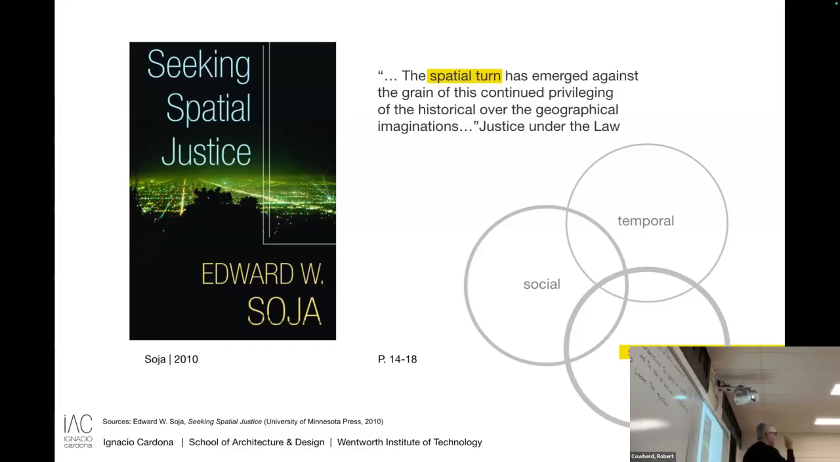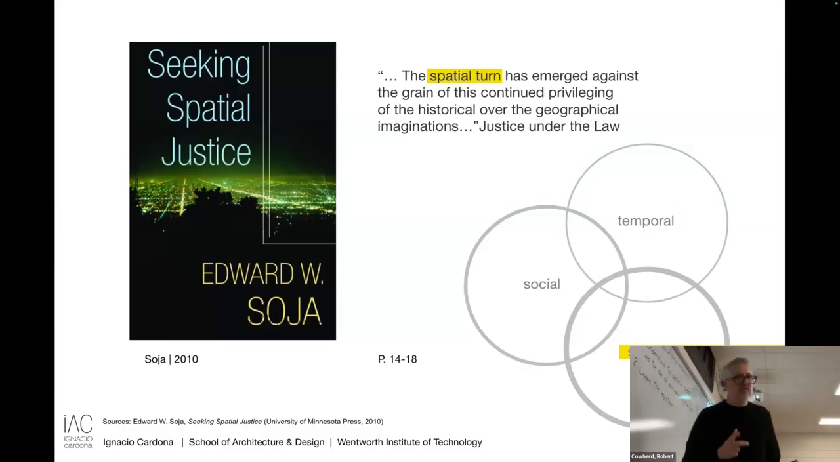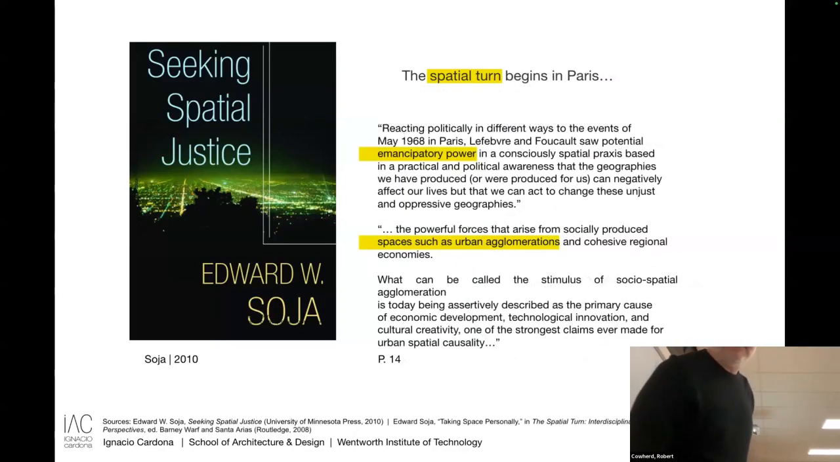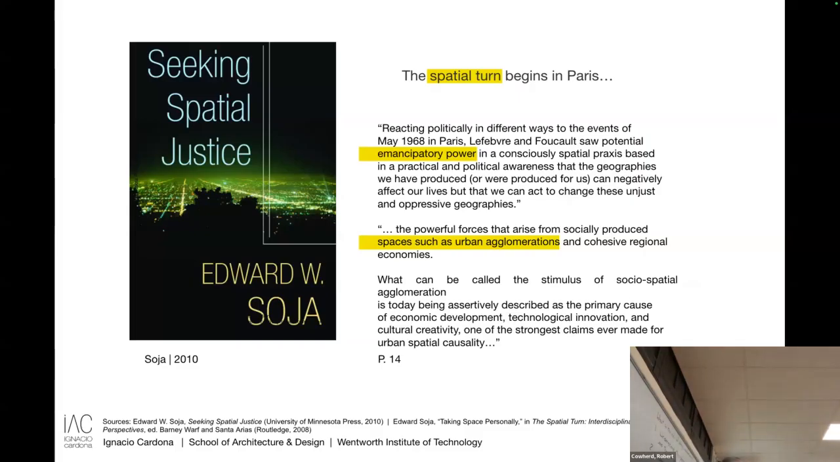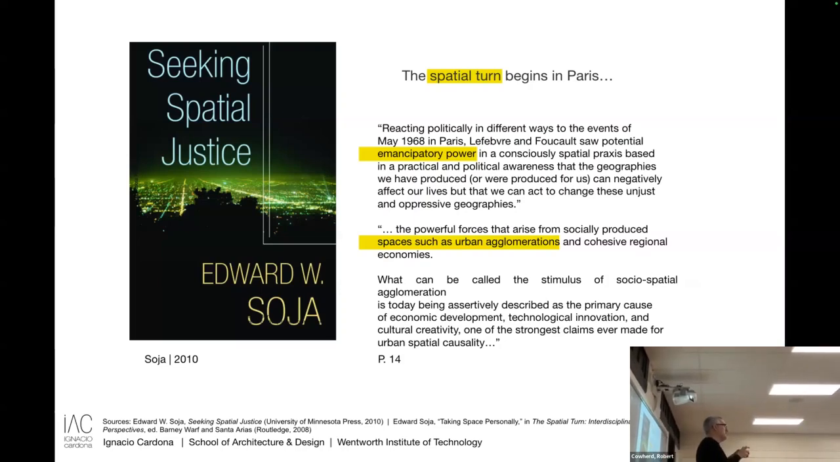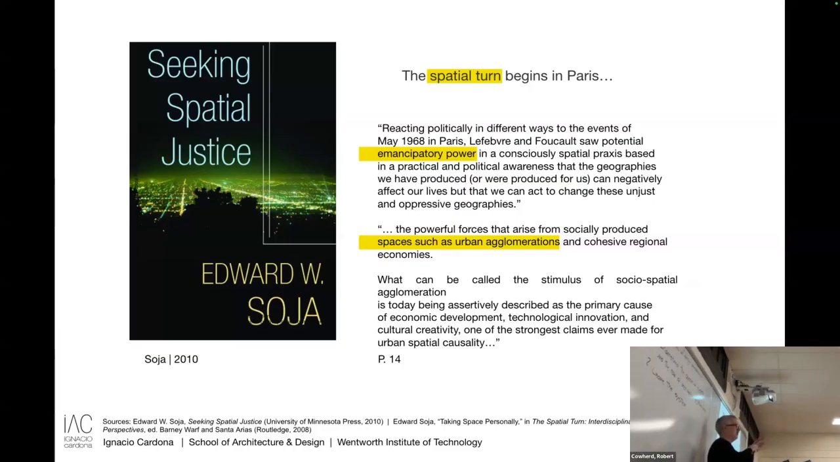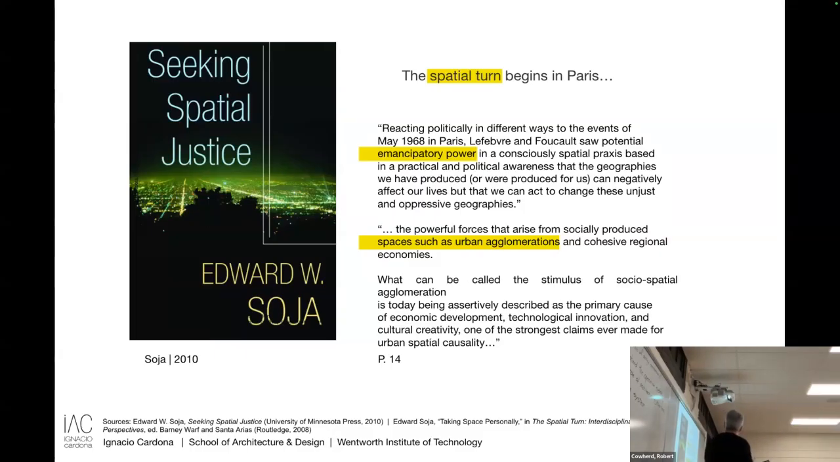He called that change a spatial turn: we realize that space, the city, the urban have a lot to do with justice. He started discussing what urban agglomeration means. We'll talk a lot about that next week when we start talking about opportunities. But in La Carlota, the most important thing you realize in that project, if you read the plans well, is connecting opportunities and resources for everybody, creating spaces for agglomeration of opportunity. Reacting politically in different ways to the events of May 1968 in Paris, Lefebvre and Foucault saw potential for emancipatory power, a way to start providing power to the people.